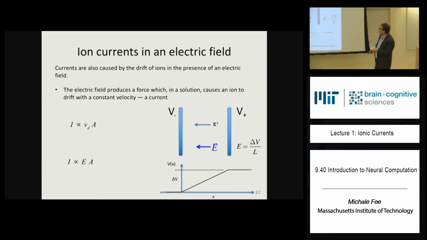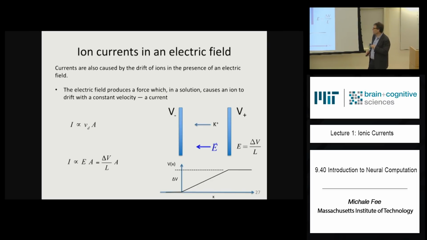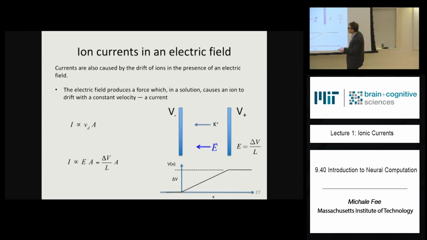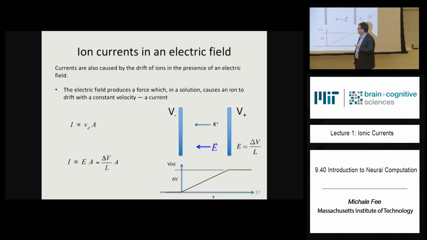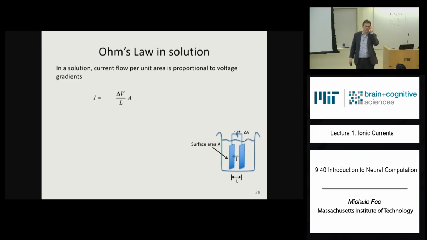Now, we figured out that the drift velocity is proportional to the electric field, right? So the current is proportional to the electric field times the area. And the electric field is just the voltage difference divided by the spacing between the electrodes, right? And so the current is proportional to voltage times the area divided by length. Okay, so we have a proportionality. Current is proportional to voltage times area divided by length. And now let's plug in what that proportionality constant is.